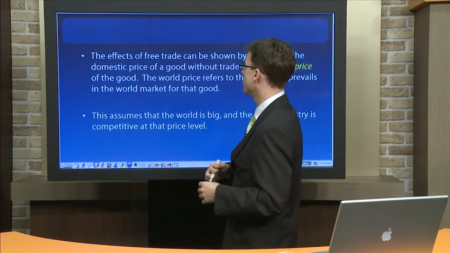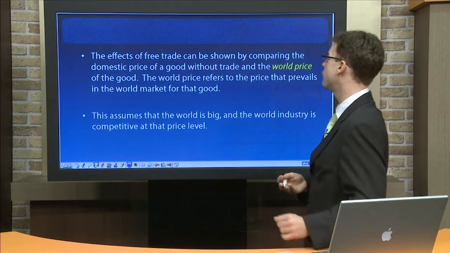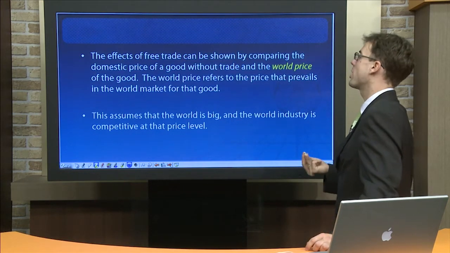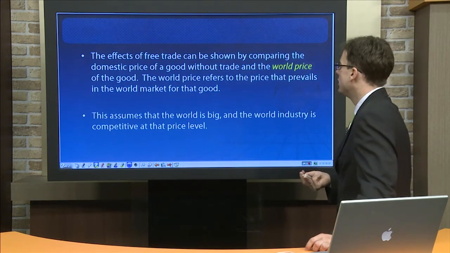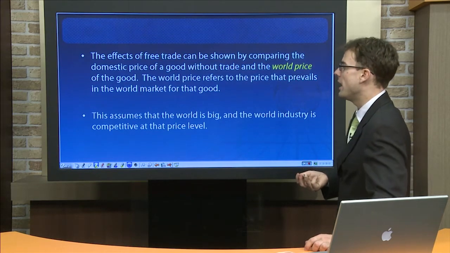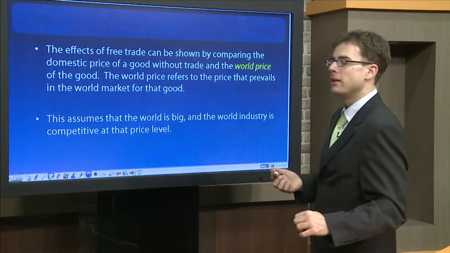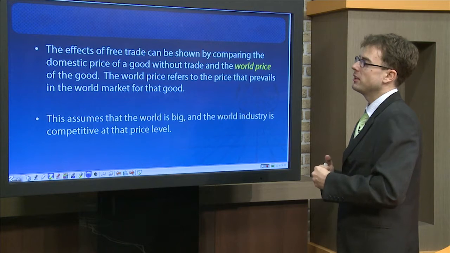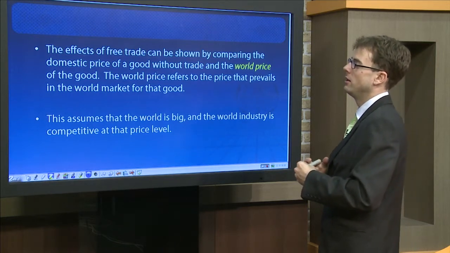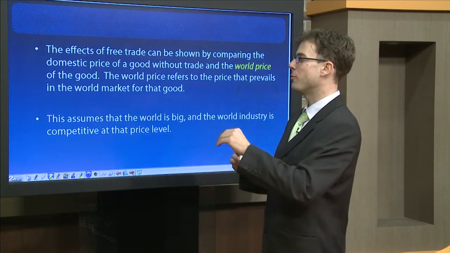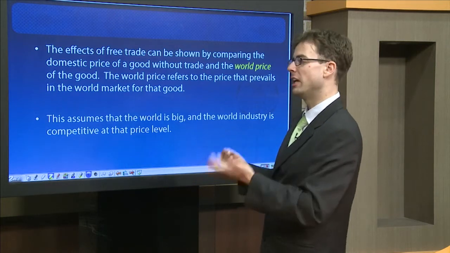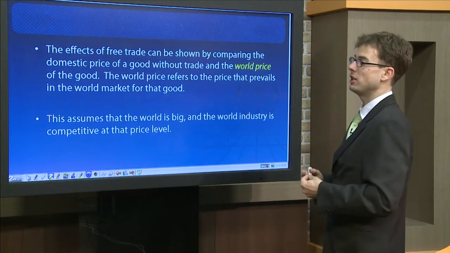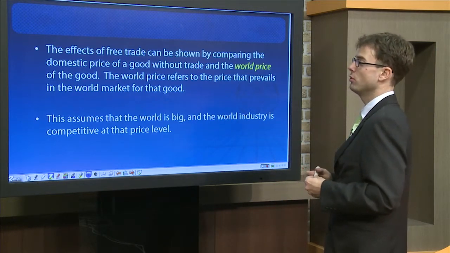So we can say that the effects of free trade can be shown by comparing the domestic price with the world price of a commodity. And the idea is that the domestic price of a commodity tells us whether the domestic country has a comparative advantage or disadvantage in producing the commodity compared to other countries.